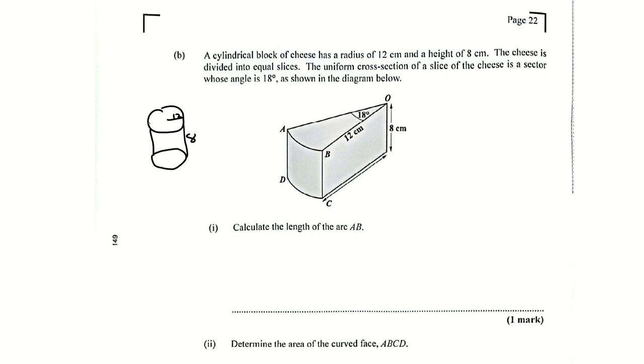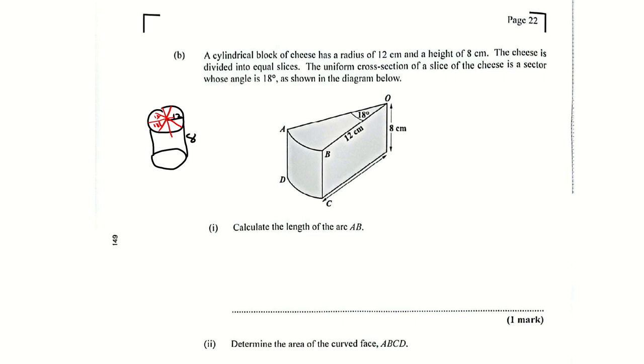This is what happened. Alright? The uniform cross section of the slice of cheese on top is a sector whose angle is 18. So each angle here is 18. That's what they're telling you here. Everyone understands? So when you don't understand something and you can draw it, it's best you draw it so you can view it properly. Right?